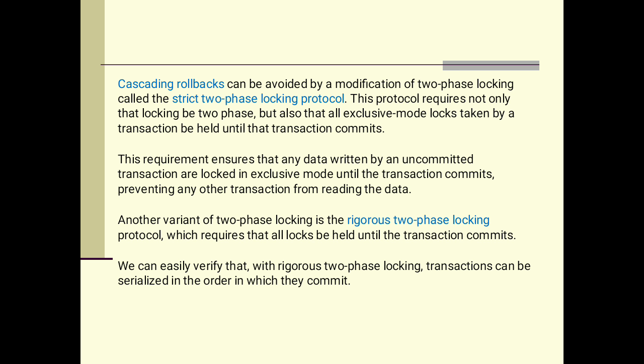Another variant of two-phase locking is rigorous two-phase locking protocol, in which all the locks are held until the transaction commits. In strict two-phase locking protocol, only exclusive mode locks are held until the transaction commits, but in rigorous two-phase locking protocol, all the locks are held until the transaction commits. We can easily verify that with rigorous two-phase locking, transactions can be serialized in the order in which they commit.